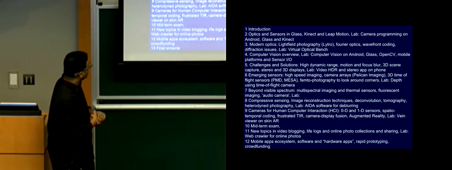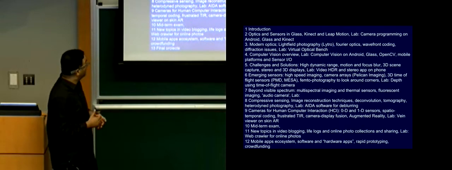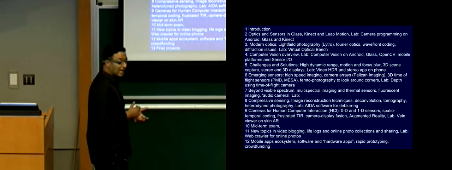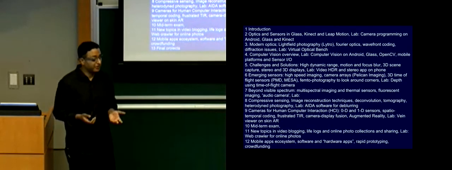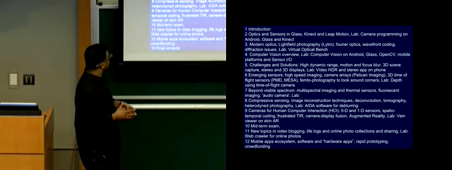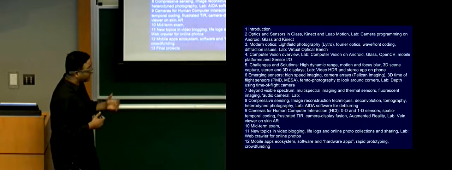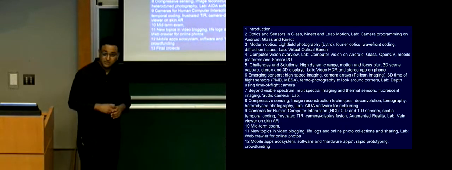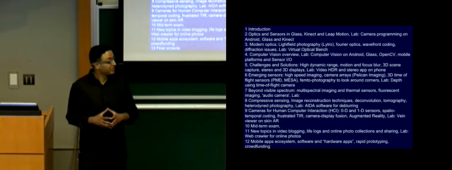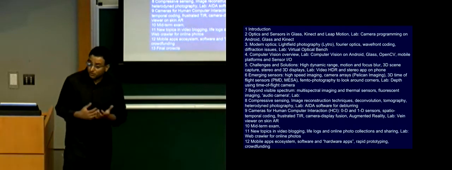We'll talk about challenges and solutions in photography, such as high dynamic range, dealing with blur, how to capture 3D. And then in the lab, you'll be creating your own app for high dynamic range. We'll look at some of the sensors for high-speed imaging, camera arrays. Pelican Imaging is another hot company that's being discussed as a successor to Lytro that can capture light fields. We'll look at time-of-flight cameras that are becoming very popular.